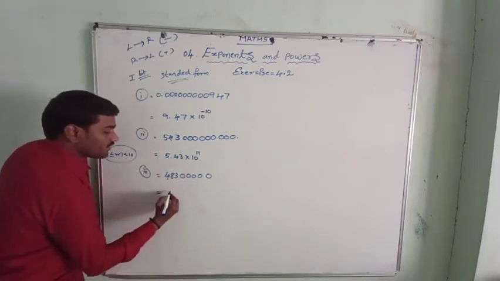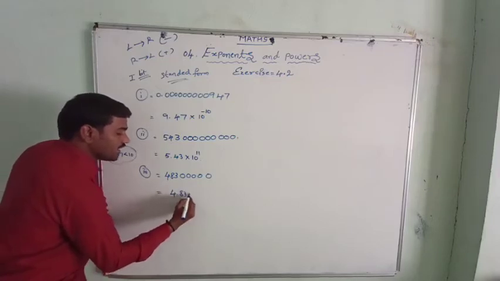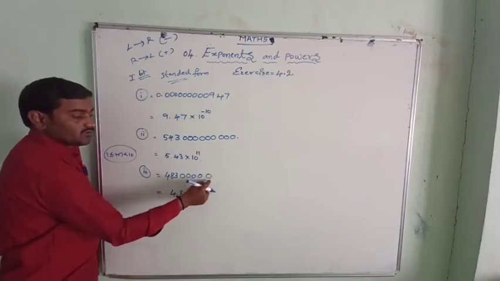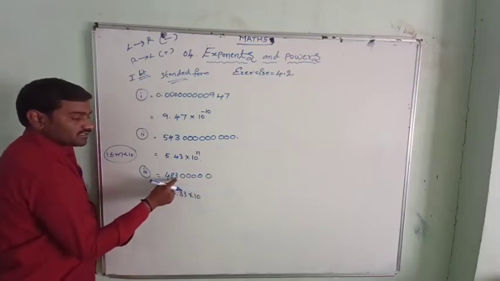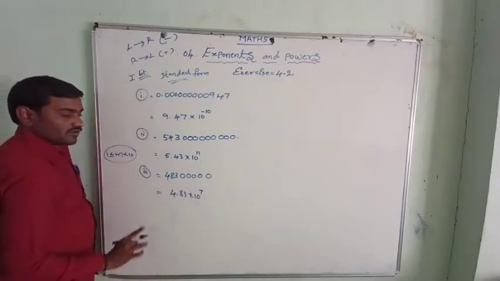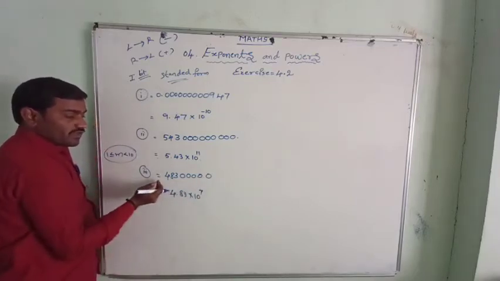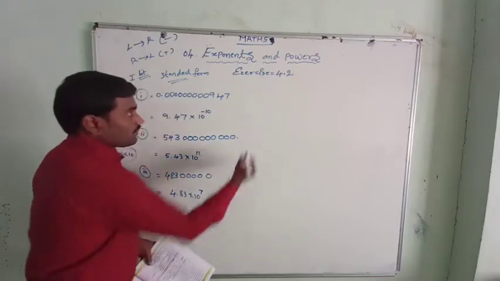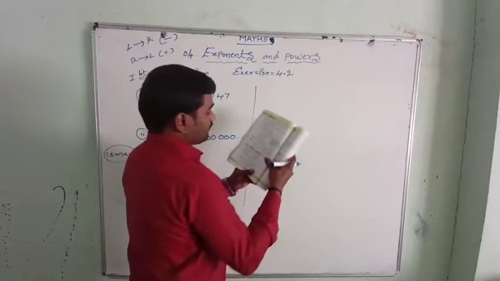So here we write 4.83 into 10 to the power of, here what should we write actually? See the decimal point at the last. Count 1, 2, 3, 4, 5, 6, 7. So 10 to the power of 7. The decimal point is moving from right to left, so we take plus. So again, we will take it here.